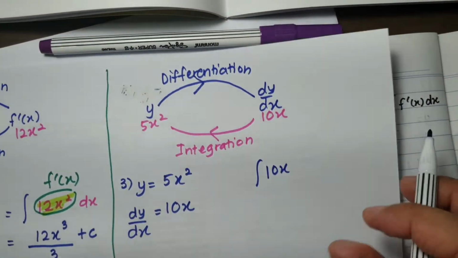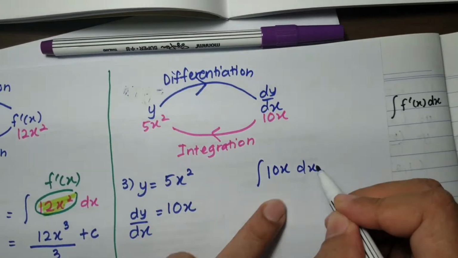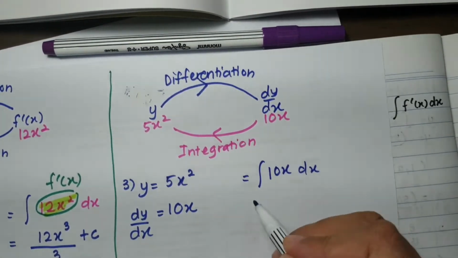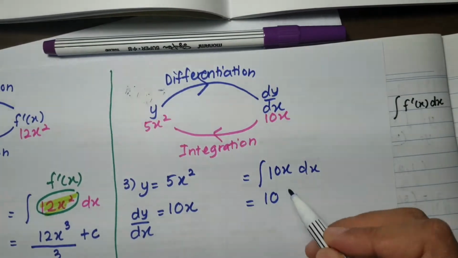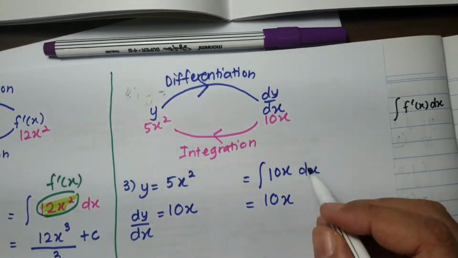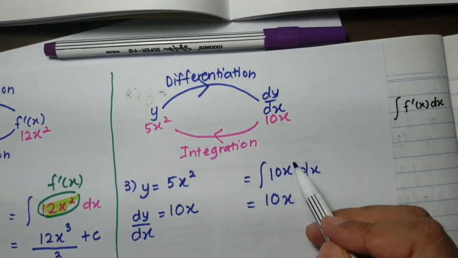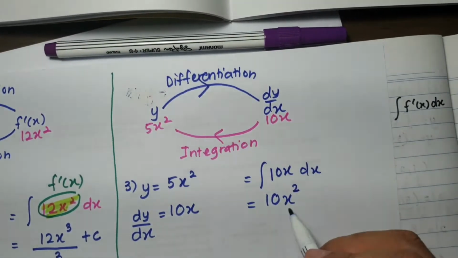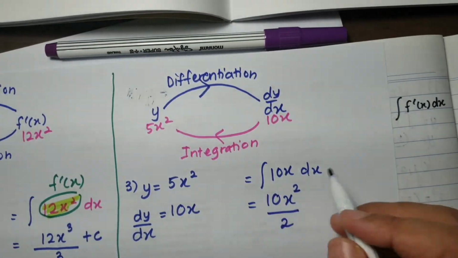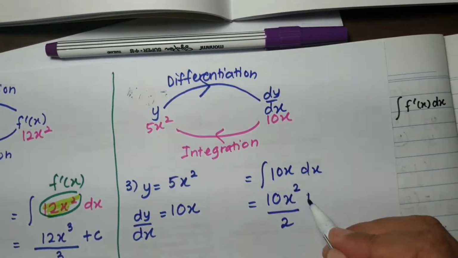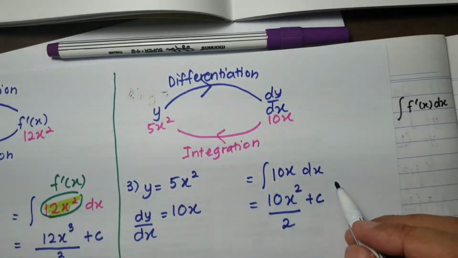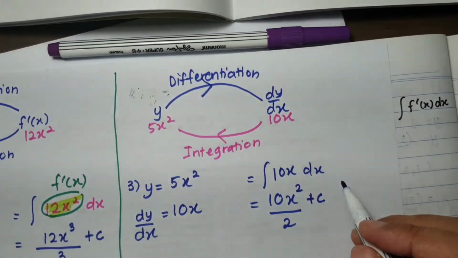And now integrate with respect to x because it is in terms of x. Okay, let's see. So how to integrate? Always increase the index by 1. The index here is 1. 1 plus 1 becomes 2. And divide by the new index, that is 2 right now. Okay, and don't forget to put plus c because this is indefinite integrals.